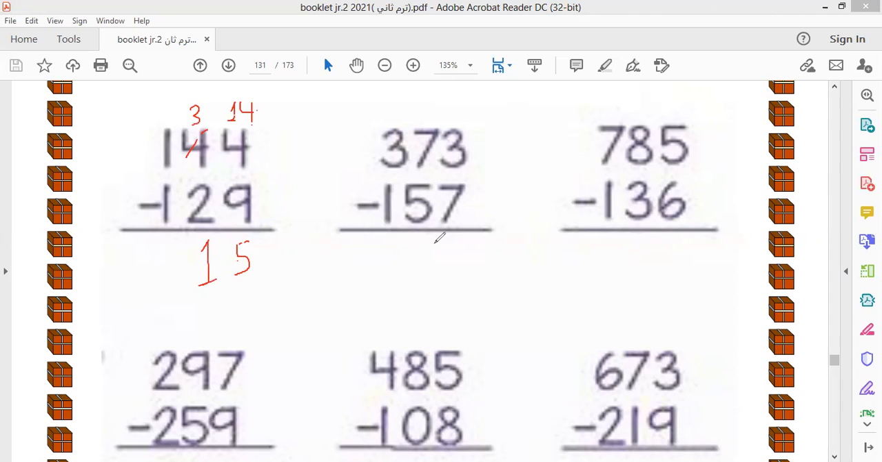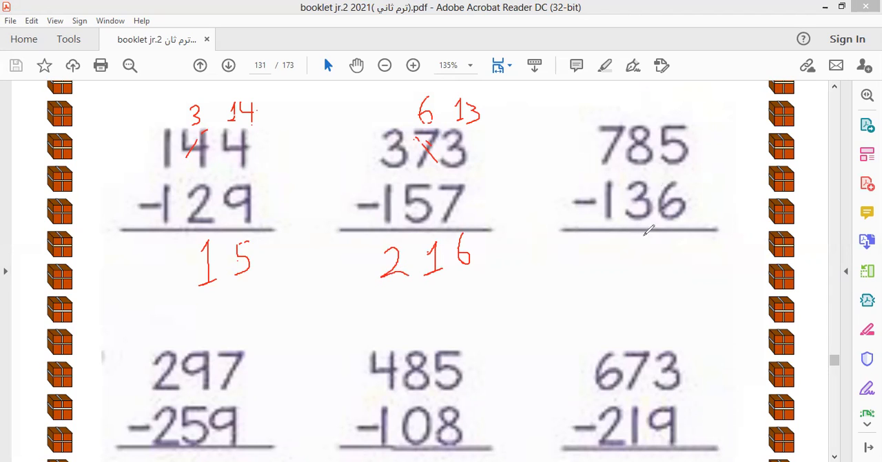373 minus 157. Start with ones. 3 minus 7 doesn't work. So we go to the next place. 7 becomes 6. And 3 becomes what? Becomes 13. 13 minus 7 equals 6. And 6 minus 5 equals 1. And 3 minus 1 equals 2. 216.